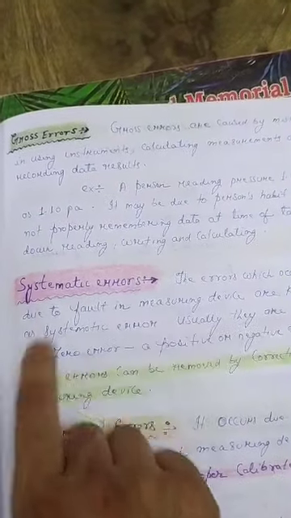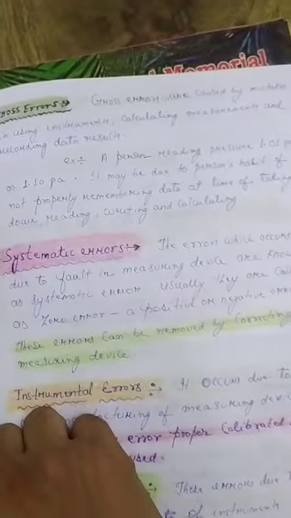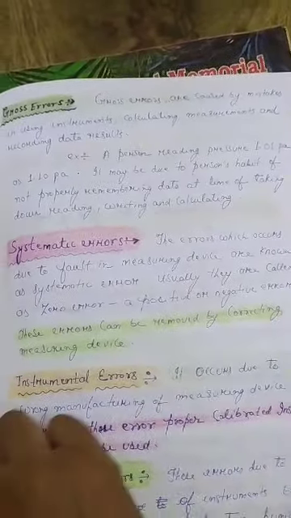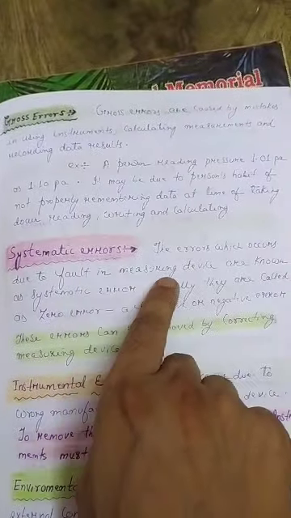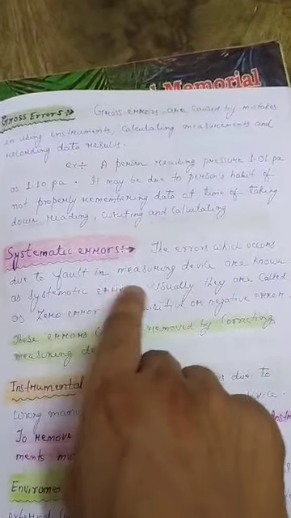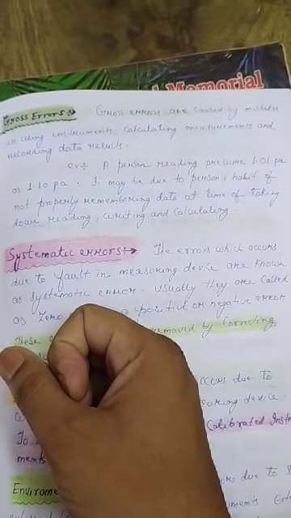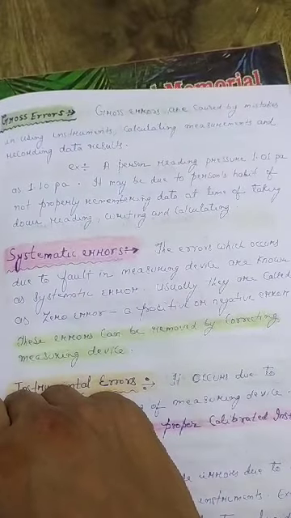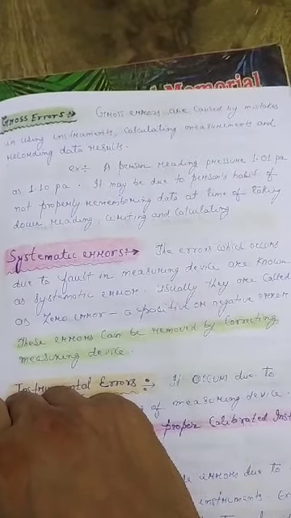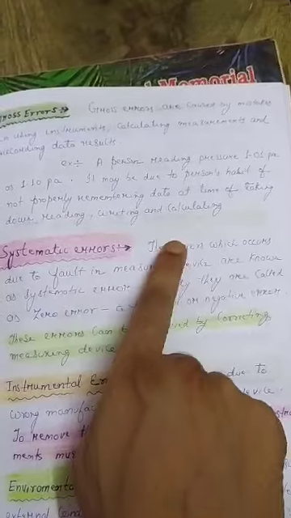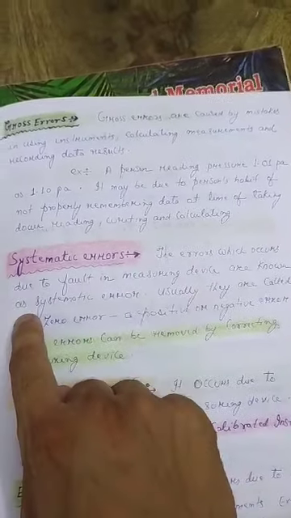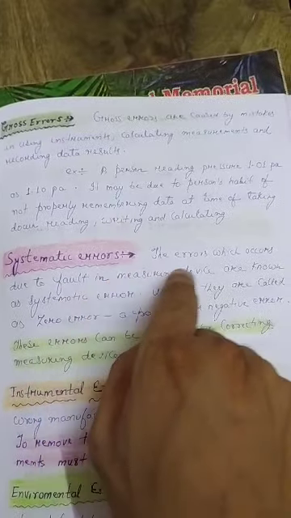Okay. Next comes the systematic error. Means system. The errors which occur due to fault in the measuring device are known as systematic errors. For example, you are using a voltmeter to measure the voltage. If there is any fault in the voltmeter, then that type of error will be your systematic error. That is the error which occurs due to fault in the measuring device.